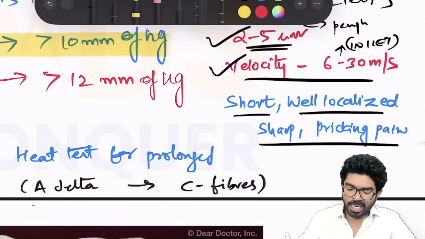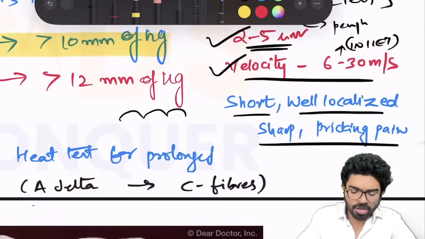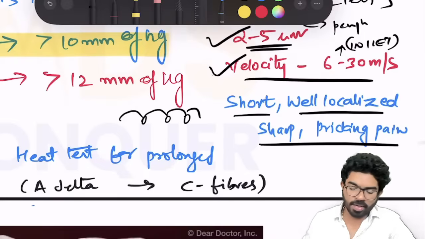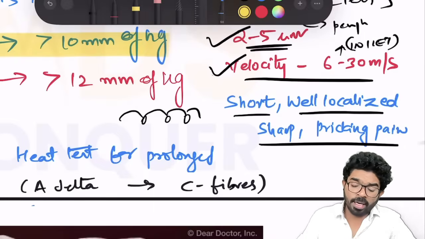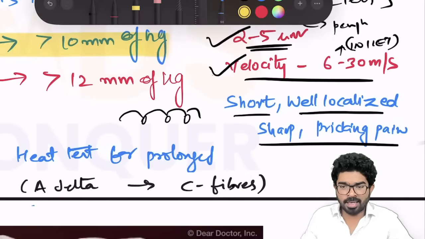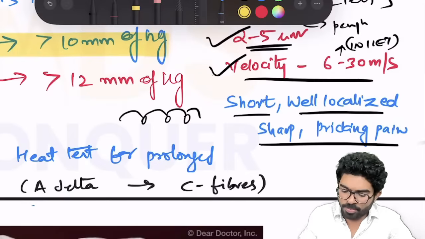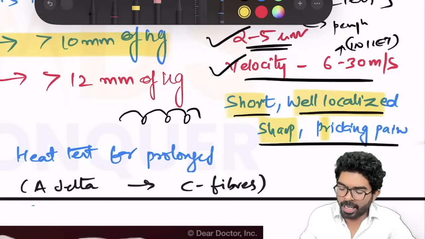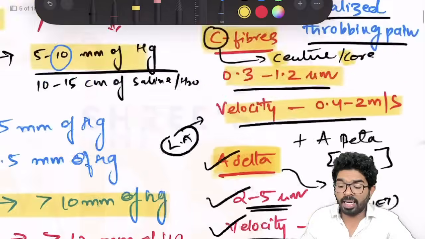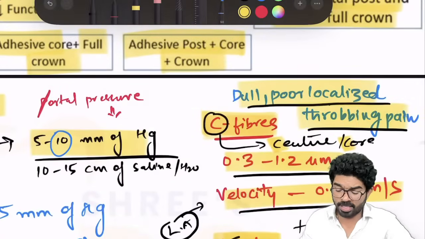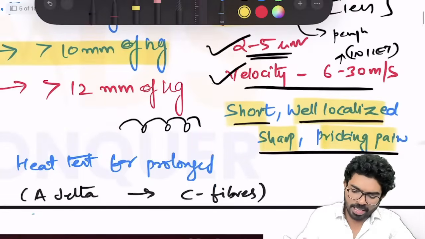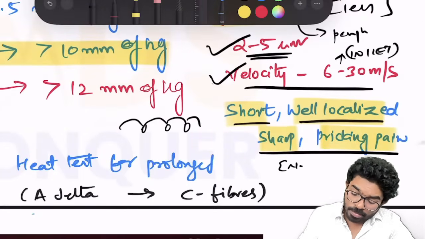So whenever you have a myelin sheath, we have saltatory conduction. Okay, we have saltatory conduction whenever you have a myelin sheath. So what is the mode of pain of each fiber? Again, mode of pain is a very frequently asked question. Short, well localized, sharp prickling pain is seen with A delta fibers, whereas dull, poorly localized throbbing pain is seen in the case of C fibers. These are the exact lines which were given in NEET 2022.